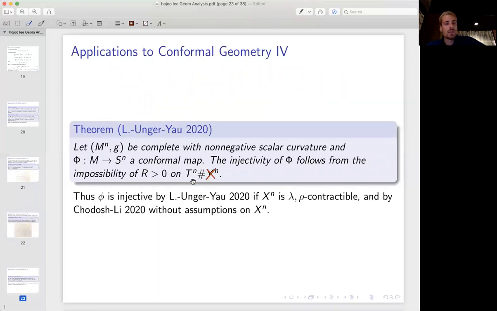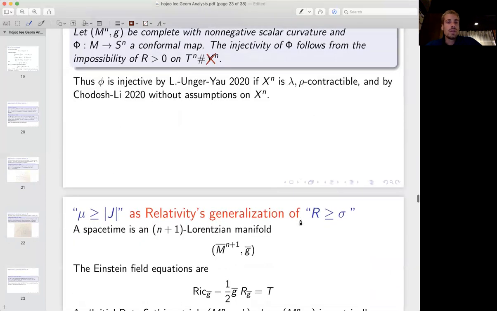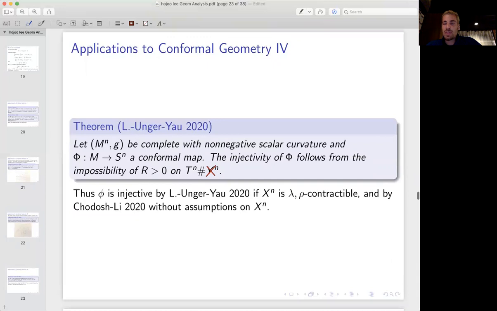So that's what we show, and it follows that if X^n is lambda-rho contractible between dimensions 4 and 7, then phi is injective. But of course, Chodosh-Li prove it without this lambda-rho contractibility, so long as you have this S^1 product, and this S^1 product is clearly true of the torus. So Chodosh-Li fully resolve the Schoen-Yau injectivity of phi without making assumptions on X^n. So that's the end of the first part of my talk. Thank you all for listening, and I will see you shortly for the second half.